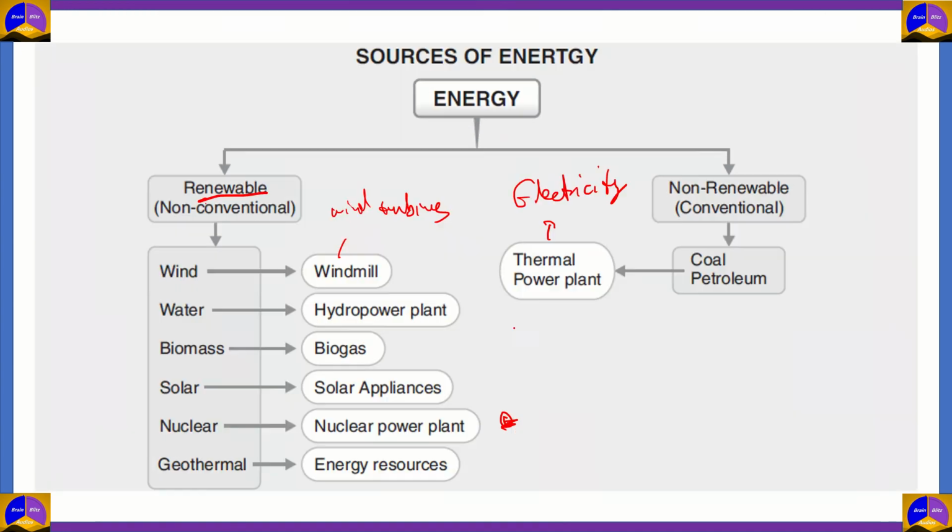So in a nuclear power plant, we split up atoms, and that releases a lot of energy, and that energy is used to boil water and form steam, and that steam is used to run turbines, and those turbines convert the heat energy to electricity.